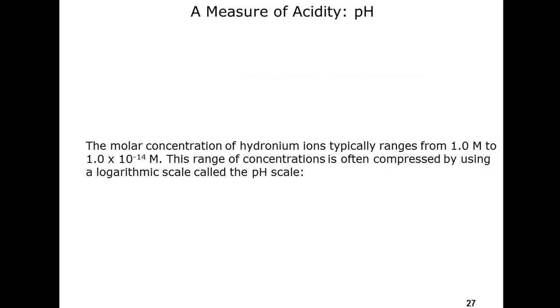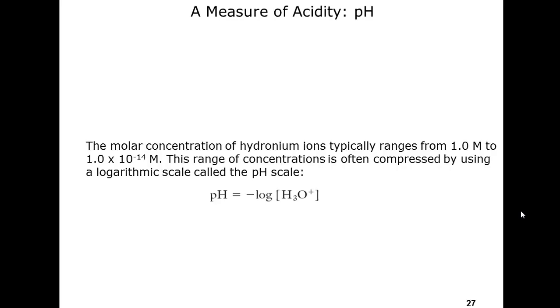The molar concentration of hydronium ion typically ranges from 1 molar to 1 × 10⁻⁴ molar. To simplify the pH scale, this range of concentrations is compressed using a logarithmic scale that we call the pH scale. To calculate the pH from the concentration of hydronium ion, one first takes the log of the H3O+ concentration and then makes that negative by multiplying it by -1.